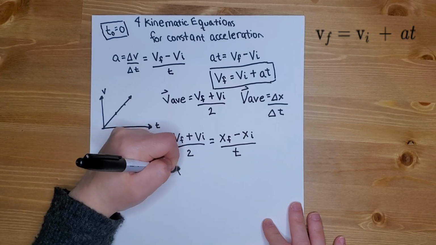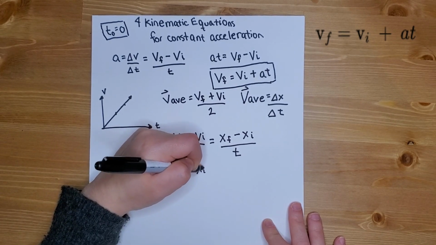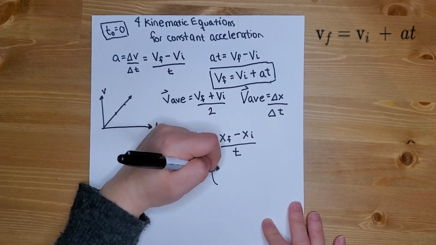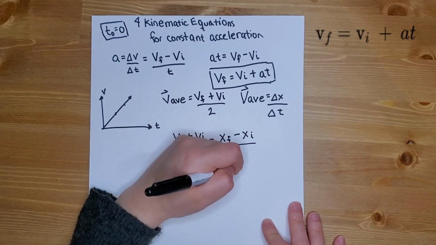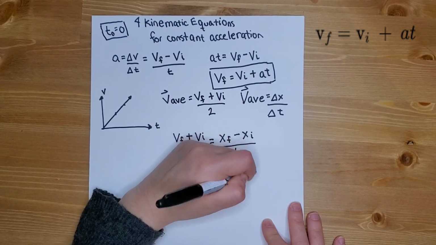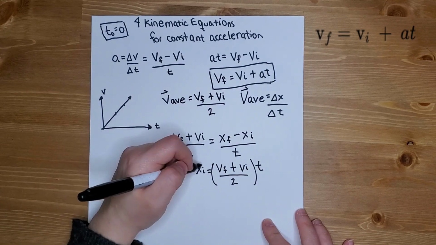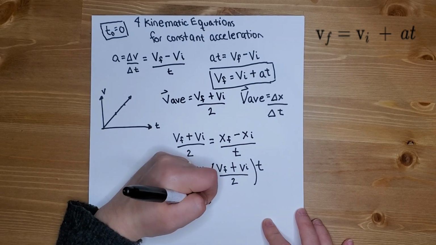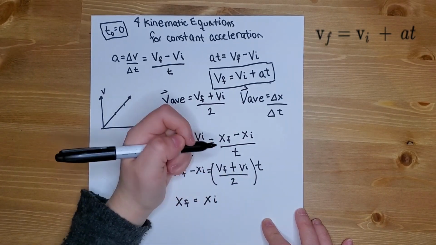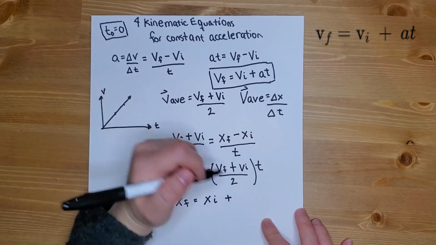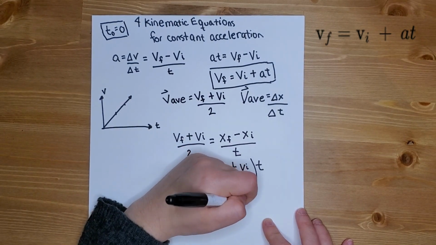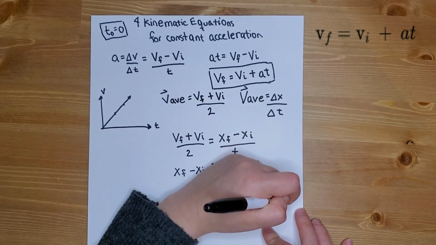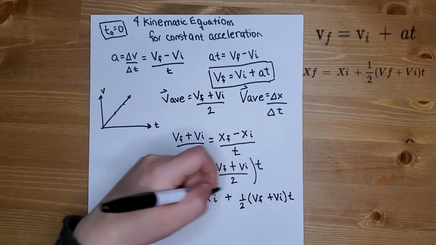I have x final minus x initial, and I'm just going to multiply the t on the other side. That is v final plus v initial over 2 times t. So we can just bring this over and we solve for my x final, so my final position, and that's going to be x initial plus 1/2 times my v final plus v initial times t. That's going to be my second kinematic equation.